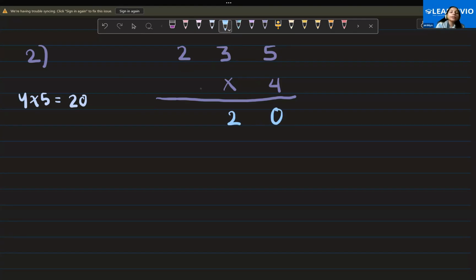Now the next one, 4 times 3. How much is 4 times 3? 12. Correct. And so what should I write and where should I write? 12.